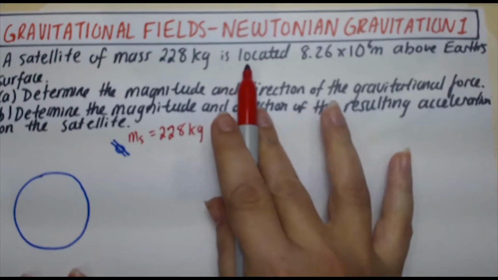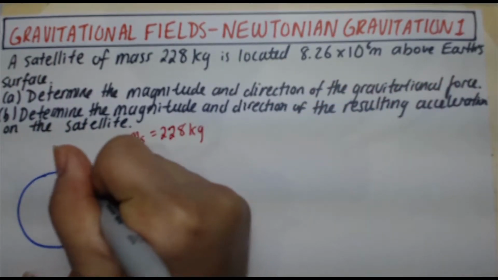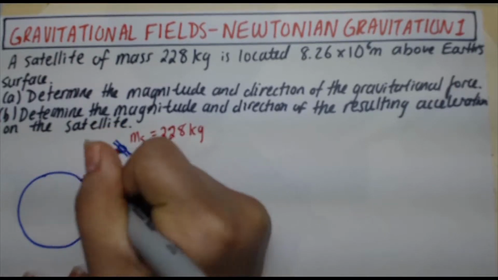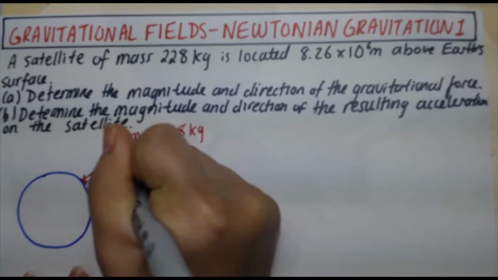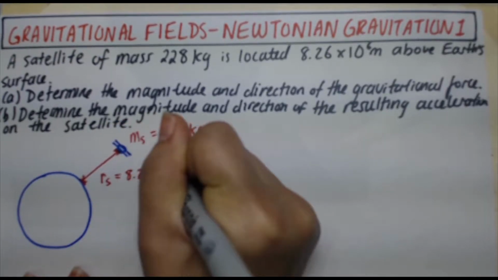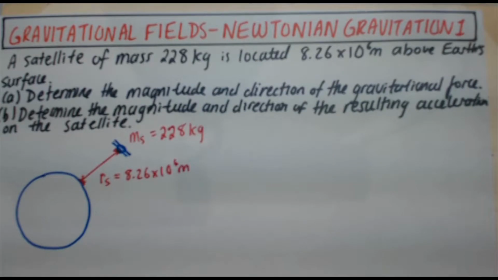I'm also told the distance that the satellite is above the surface of the Earth. So that's this distance right here, so I can call that rs, equals 8.26 times 10 to the 6 meters. Now there are two other pieces of information in this problem that we weren't explicitly given, but are features that you could always look up either in a table or on a formula sheet.